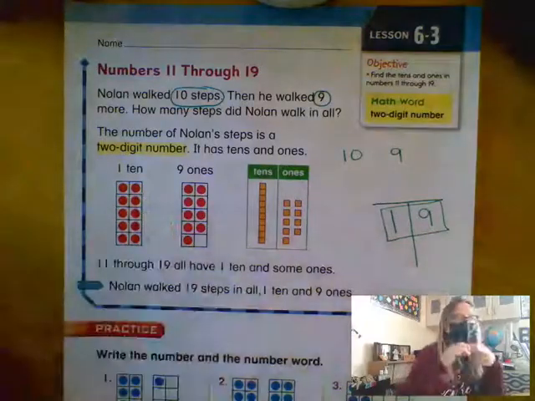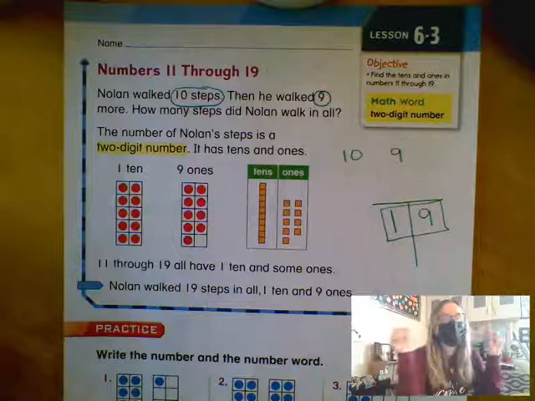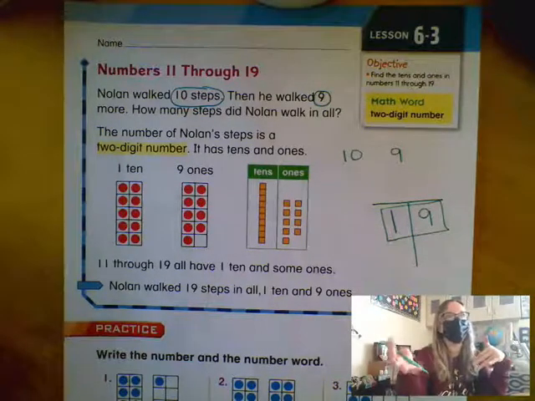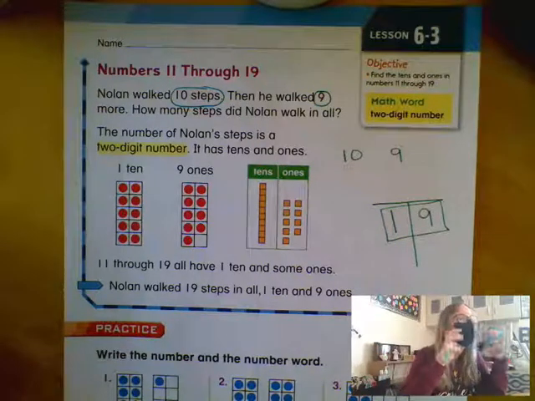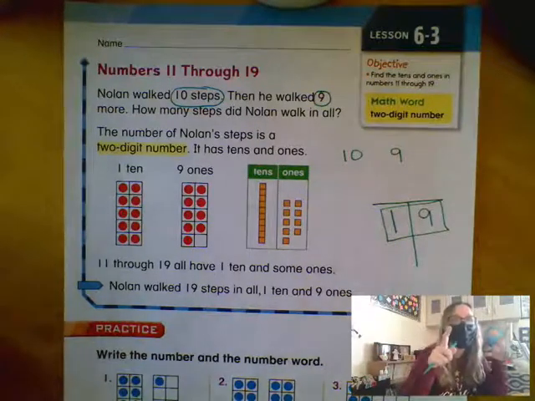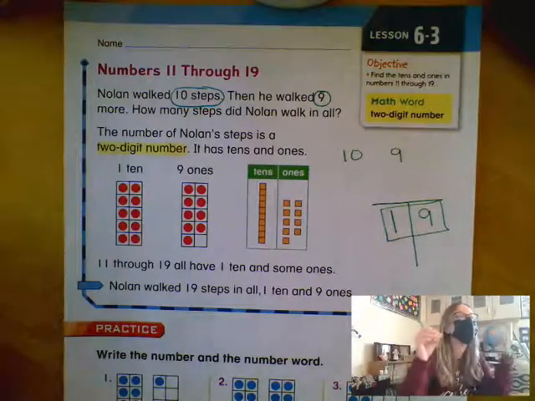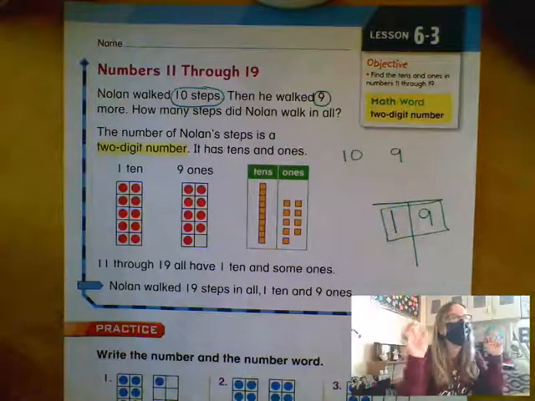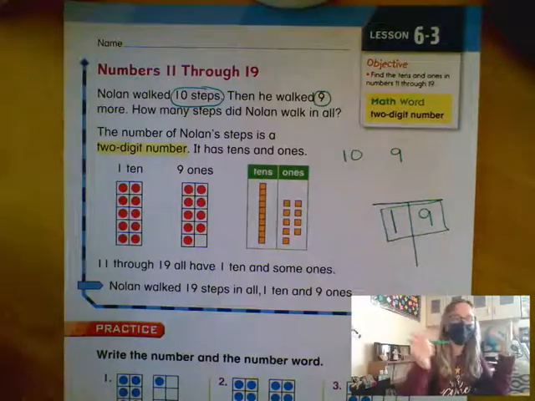So 11, 12, 13, 14, 15, 16, 17, 18, and 19 all have one 10 and then some ones. We call those our teen numbers, okay? So all of our teens have one 10 and some ones left over. So we're going to be working on the teens today. And at the end of this video, I have a fun little song that we're going to practice to remember our numbers in the teens, okay?